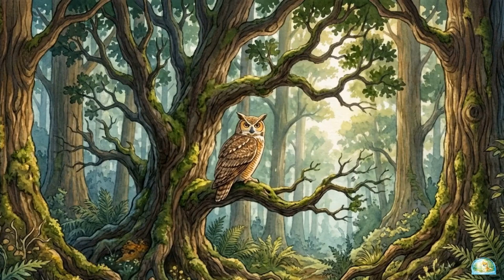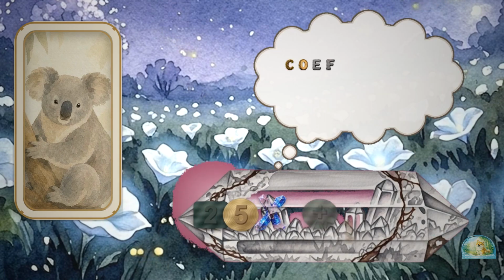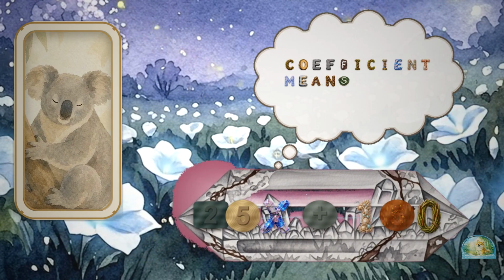Interpret each part by its mathematical role and by what it means in the context. Waddle names the coefficient. 25 means $25 per ticket.